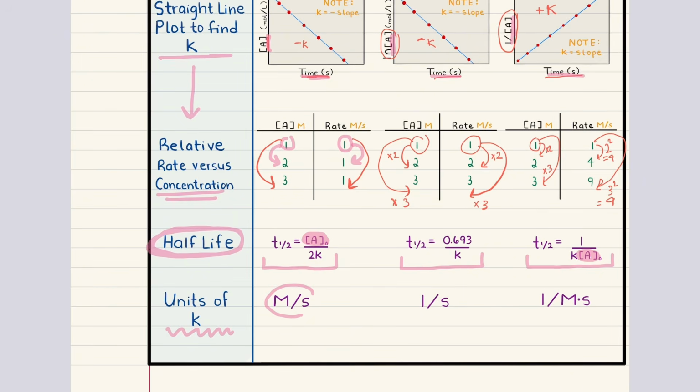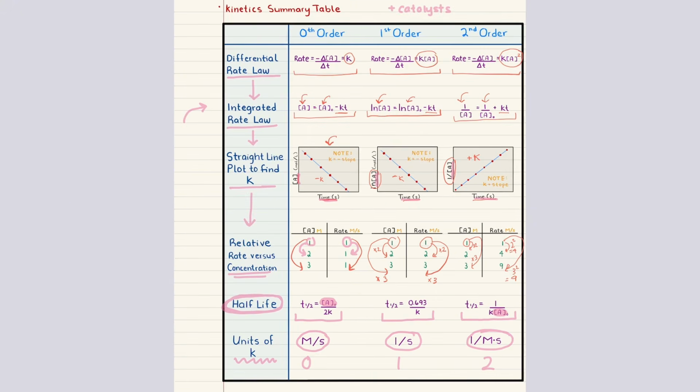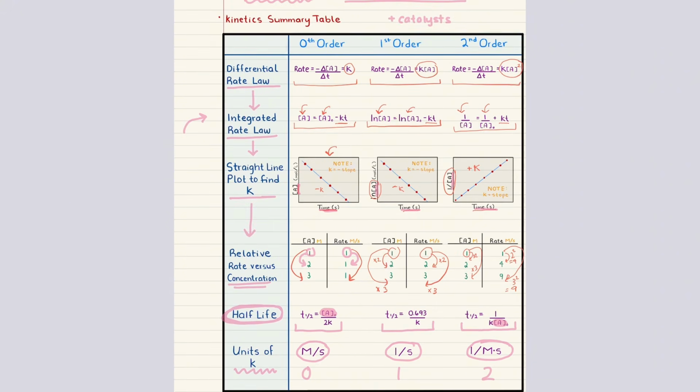If k has units of molarity per second, the reaction is zero order. If k has units of per second, then the reaction is first order. And if k has units of 1 over molarity seconds, the reaction is second order. And when we put all of this together, we have a complete kinetic picture. We know how the rate depends on concentration. We know how concentration changes with time. We know how the half-life behaves, and we know how to determine the rate constant experimentally.